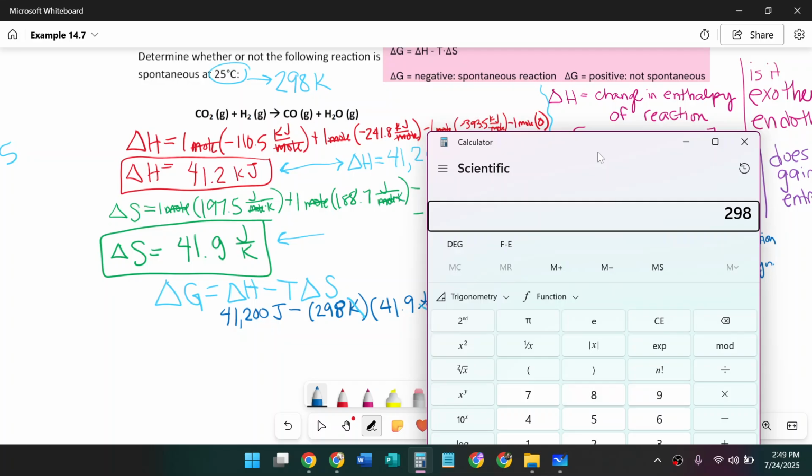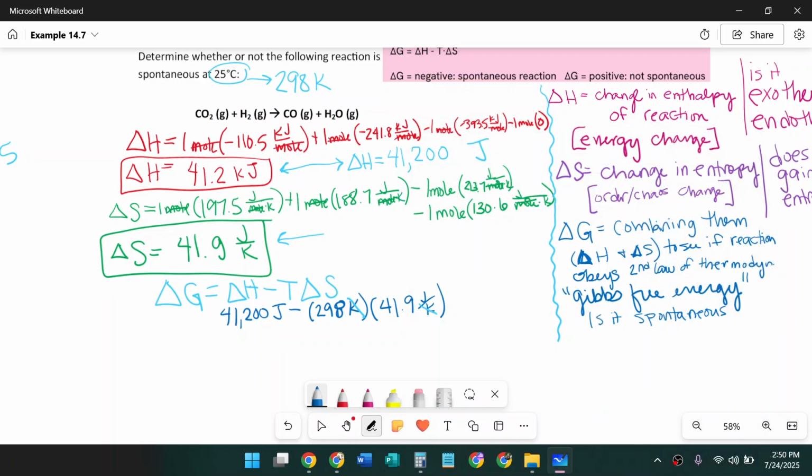So 298 times 41.9. When we do those two together, we can only keep three significant figures, which is 12,500. And we need to do that part first, because since this little equation involves both multiplication and subtraction, we have two different significant figures rules that we have to follow here. The first one is the multiplication rule, which is how this number gets rounded to only three significant digits, which would just be these three. So let's go ahead and write that down with our units that are remaining.